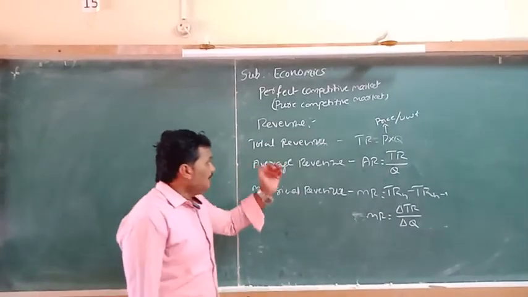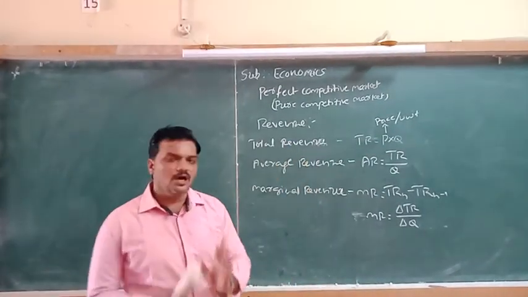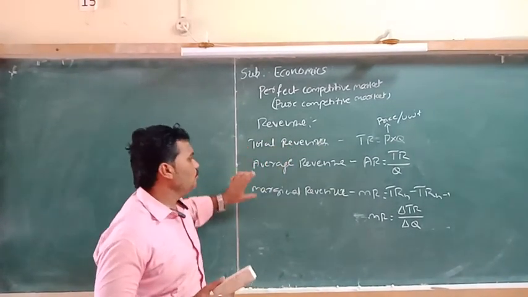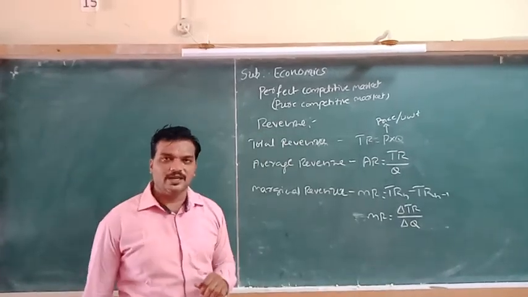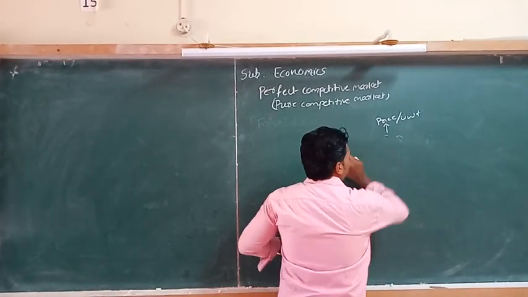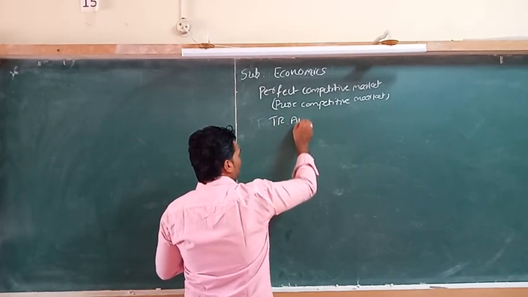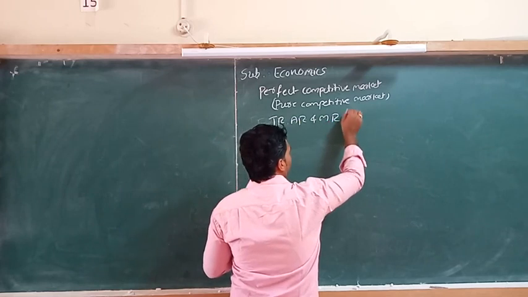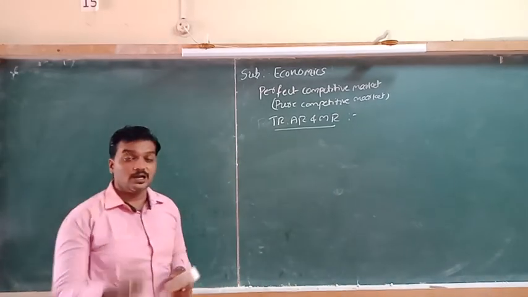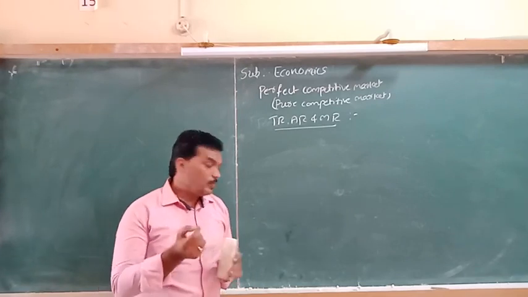Then come to the perfect competitive market. So what is the nature of average revenue and marginal revenue curves? Or we can also say, what is the relationship between total revenue, average revenue and marginal revenue in a perfect competitive market? Let me discuss. See, TR, AR and MR in perfect competitive market. Observe that this question is asking for 4 marks. Okay, in the new pattern of syllabus they are asking for 4 marks.